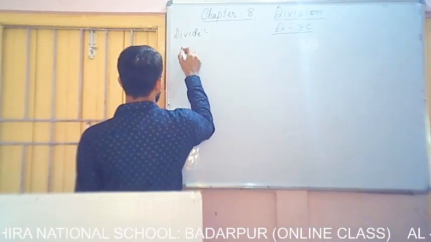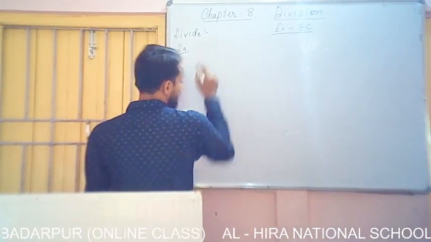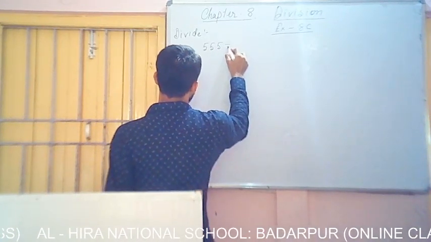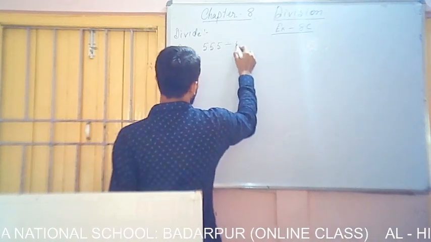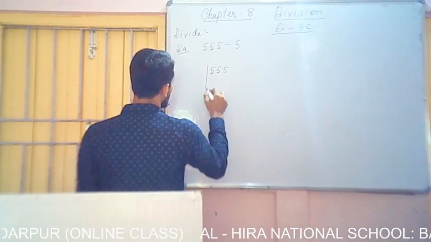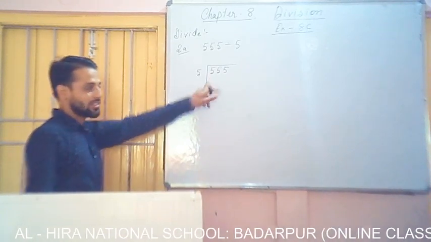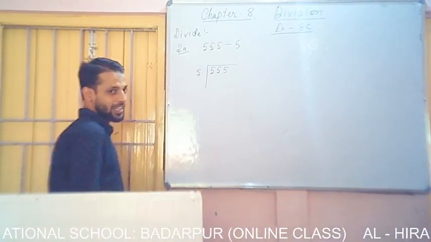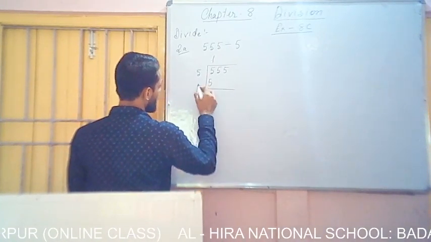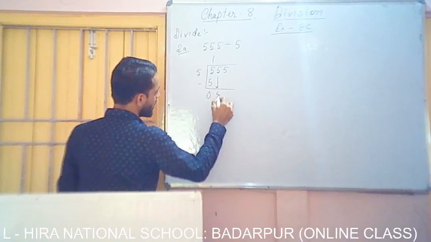Now question number 2a. Question number 2a is 555 divided by 5. So here you see, in the hundreds place the digit is 5. The dividend and the divisor both are equal. So you can write here 1. 5 ones are what? 5. 5 minus 5 equals to what? 0. So bring down 5 tens.